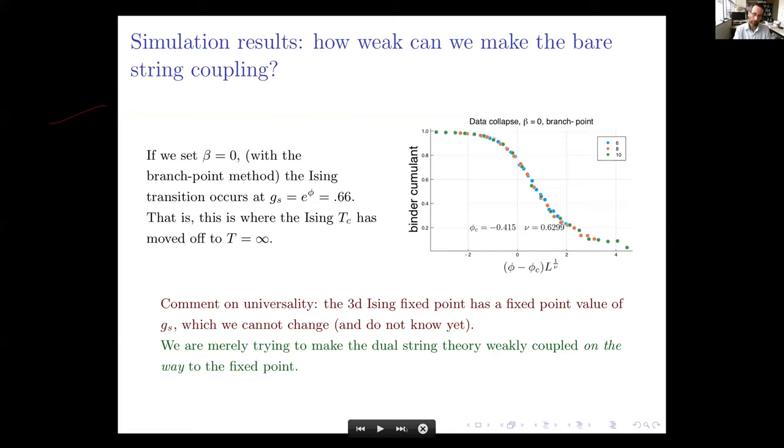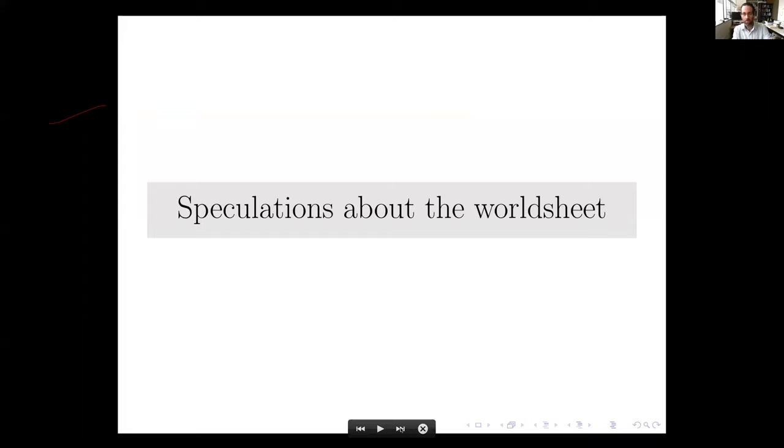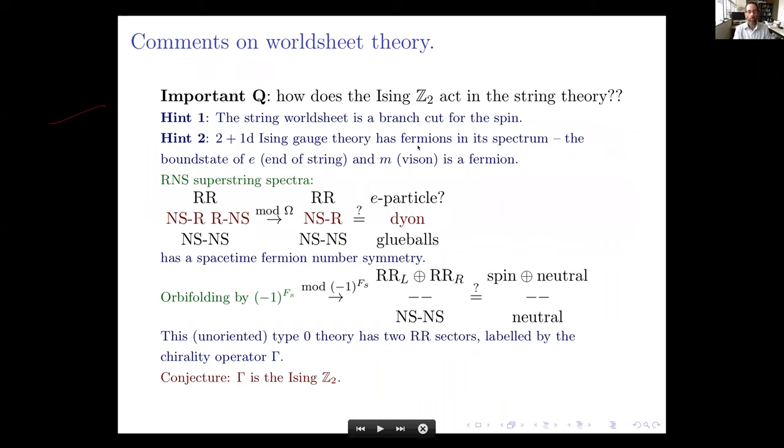So having done some work, we did some simulations, we felt entitled to try to speculate about what the world sheet might be like, given what we know, and maybe I shouldn't belabor this too much, but let's see what happens. So a question that we might want to answer is, if we're really trying to find a string theory dual of the 3D Ising model and not 3D Ising gauge theory, then there's really a Z2 global symmetry, which should act on the string theory.